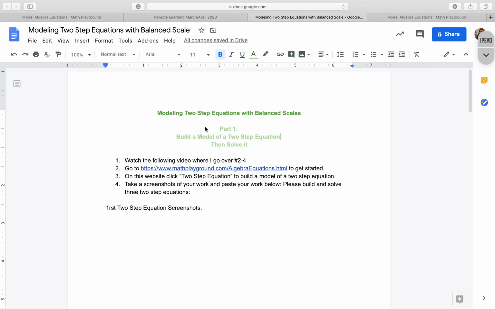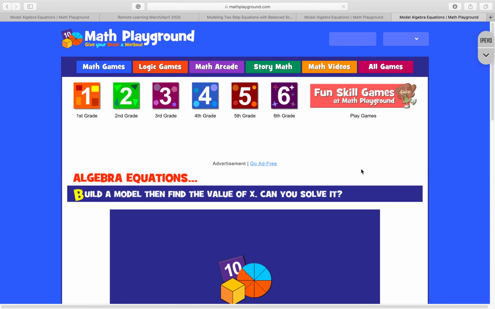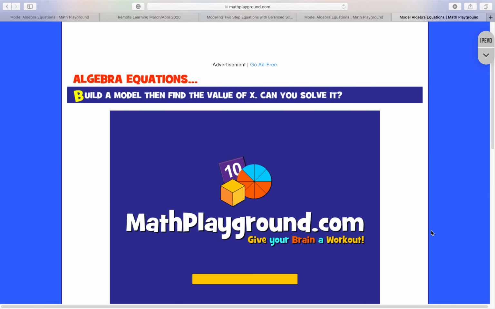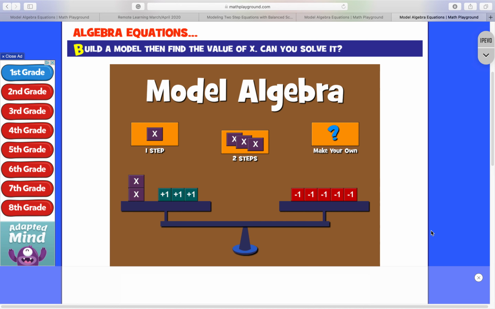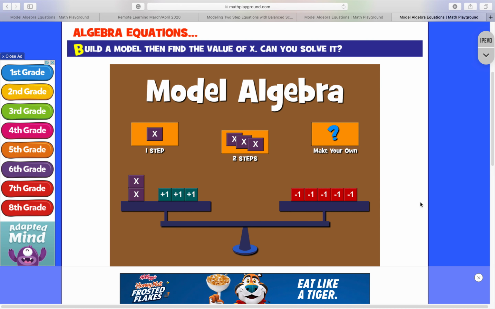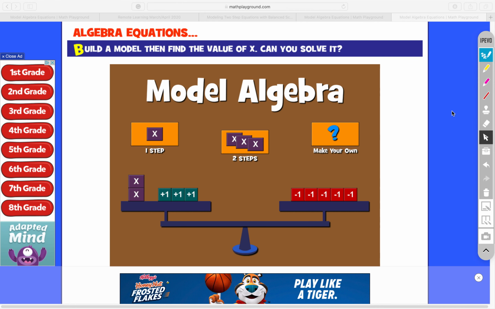Over part 1, build a model of a two-step equation. So to get started, you're going to want to click this link here. And once the page loads, you should see this screen, Model Algebra.